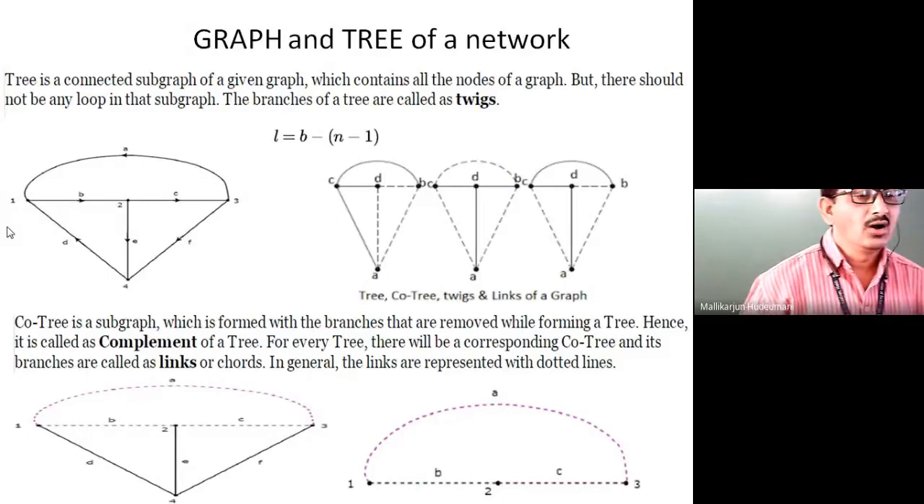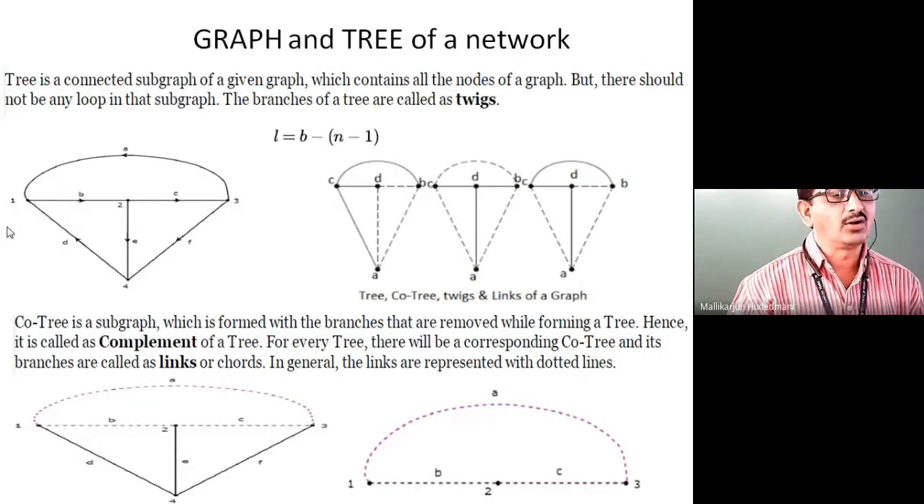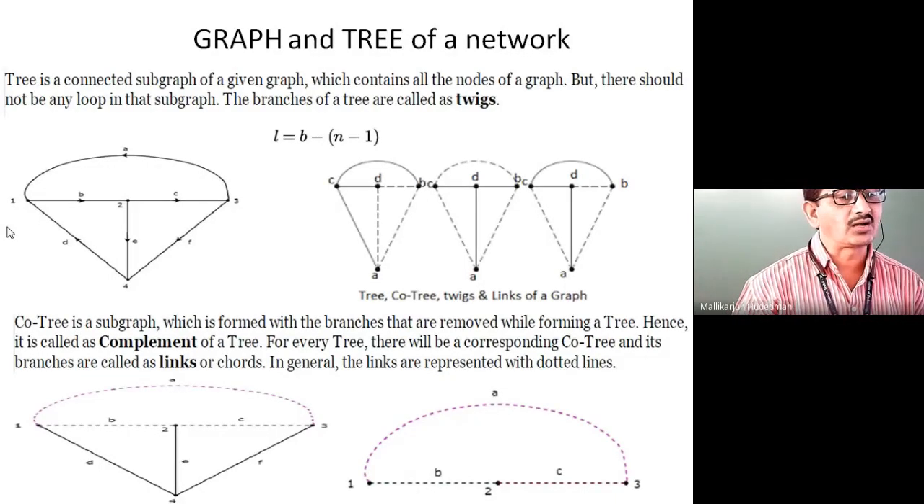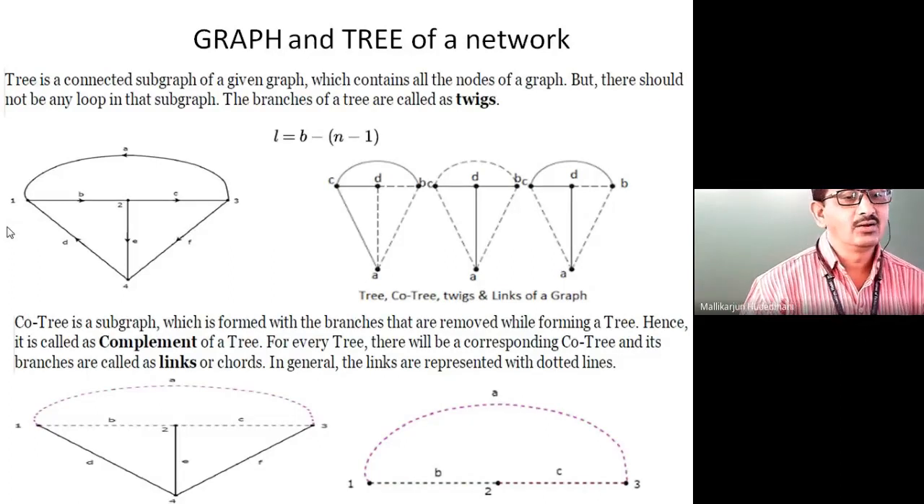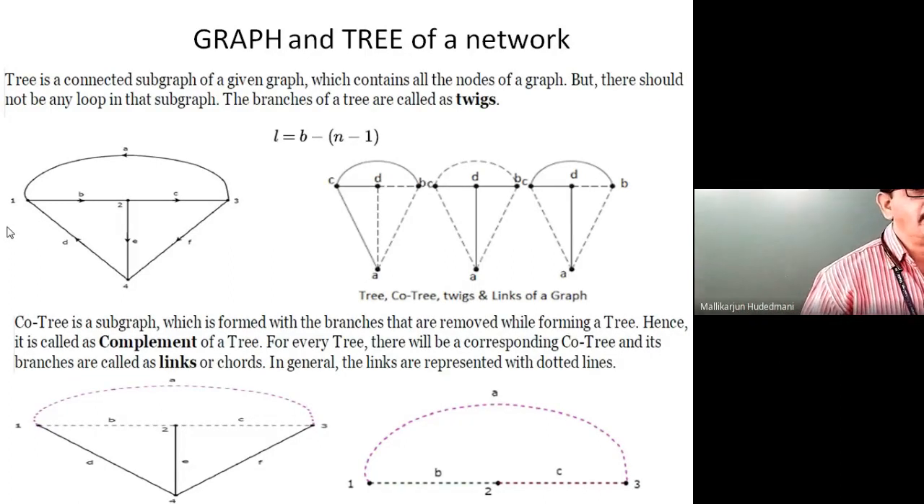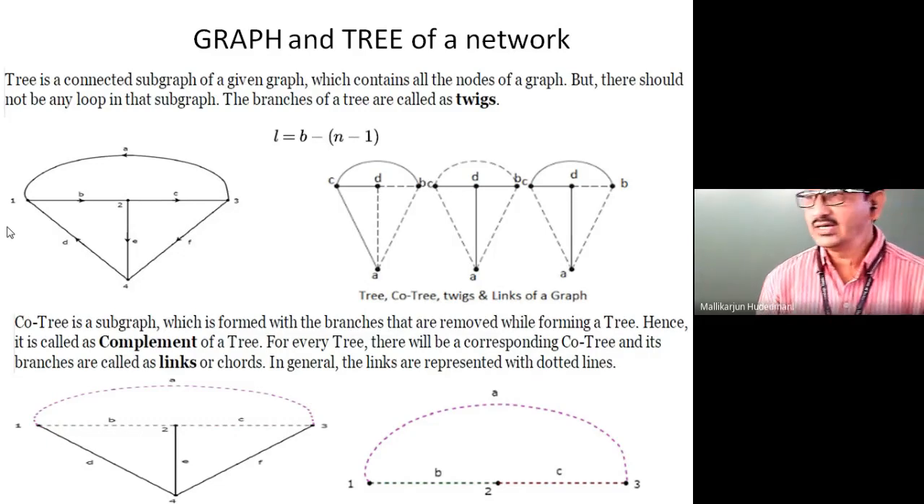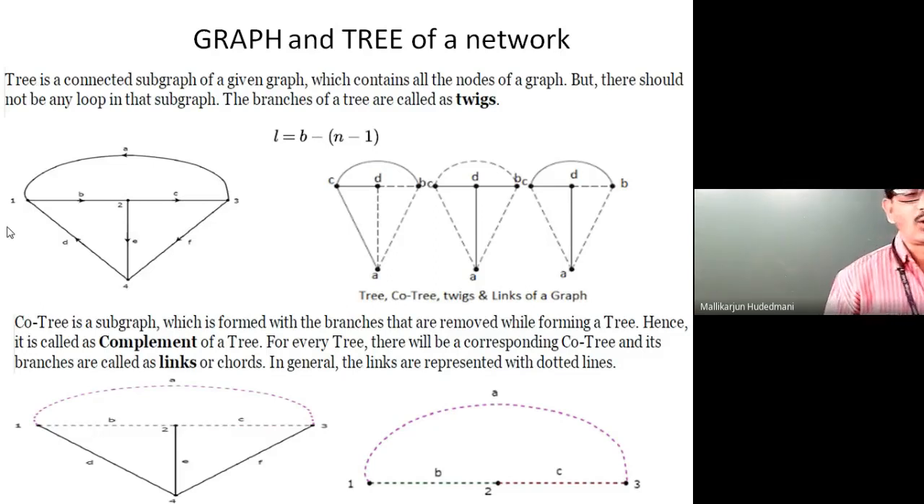Similarly, you will see only the upper half of the dotted representation you cut and represent aside. You can see there 1, 2, 3, B, C, A. Only those dotted representations were put there. This representation is called a co-tree. A co-tree is a subgraph of a main graph in which only the dotted representations are put.